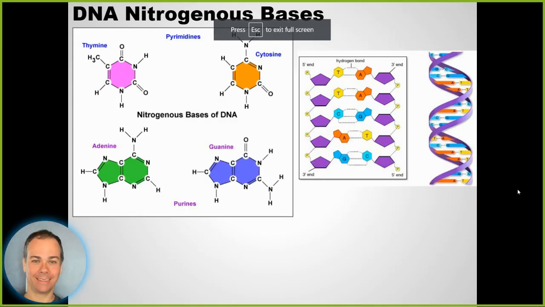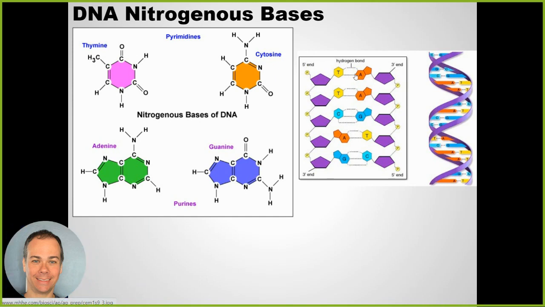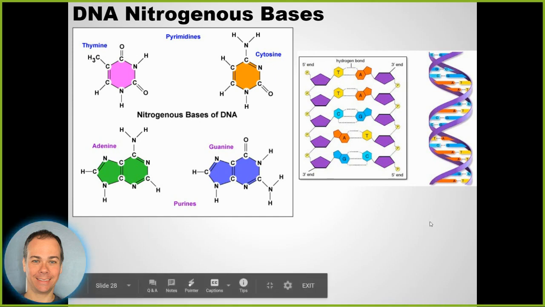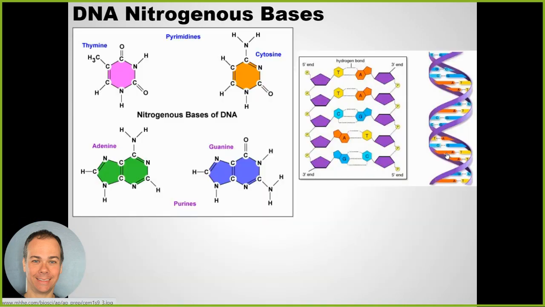So here you see some other examples of that. Again, some different models. We have the phosphate and the sugar, and then the bases are in the middle. A and T matched up together, and G and C matched up together. We're going to talk a lot more about DNA as we get to our genetics unit. We'll just introduce it here.